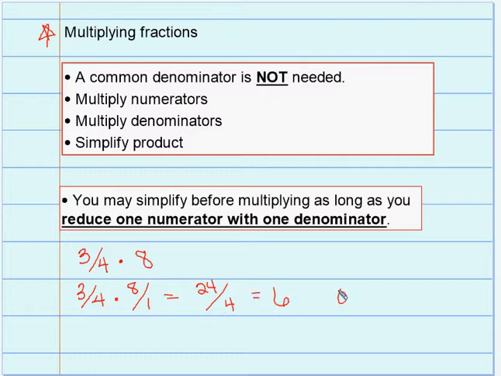Or we're going to simplify before we multiply. So 3/4 times 8 ones, I can divide a 4 out of 4 and 8. So I can leave that with a 1, and 8 divided by 4 is 2. And then when I multiply, I have 3 times 2 is 6, and the denominator is 1 times 1, which is 1, which is still 6.